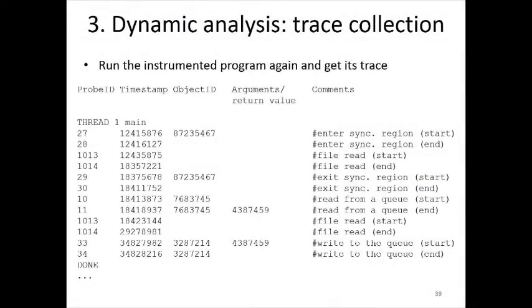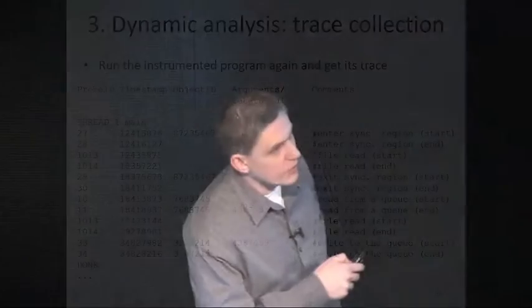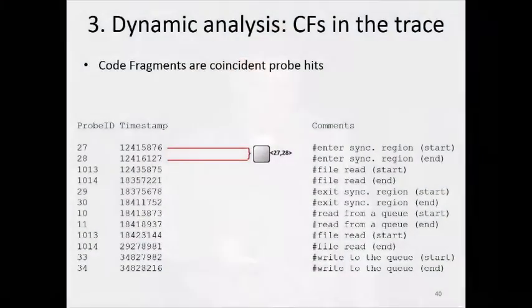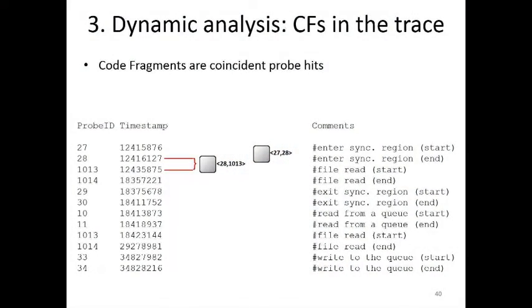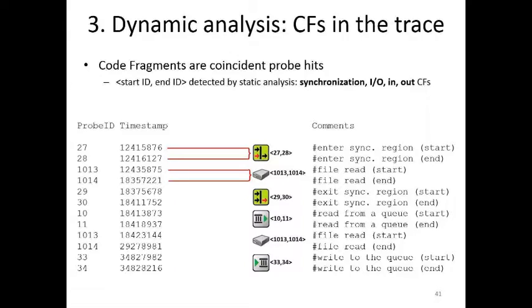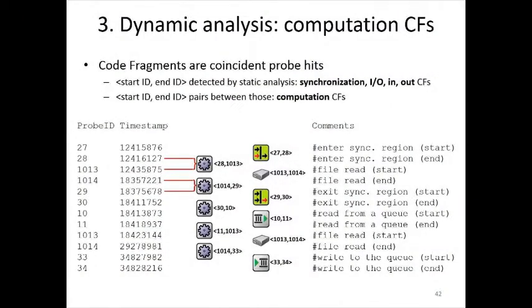When the program runs, it generates a trace. The trace includes the ID of the probe which has been executed, the time when it was executed, and also additional information which is used to establish the locks and queues in the program and their parameters. In this trace, the code fragments are represented as coincident probe hits, like here. So these overlap in the trace. Those code fragments that we knew from the static analysis correspond to synchronization operations, hard drive I/O operations, and queue accesses. All the code fragments that reside between those represent computations. We don't explicitly track computations during the static analysis, but we detect them in the dynamic analysis here.